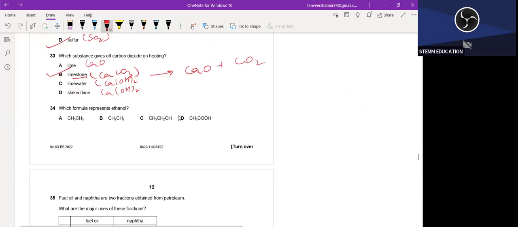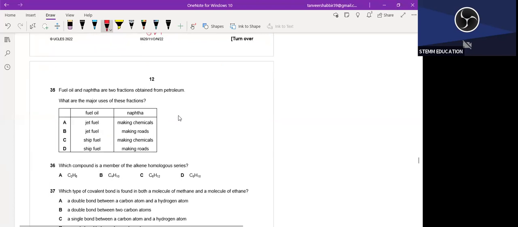33B. Which formula represents ethanol? Ethanol means the carbon should be 2 and one OH should be present. So there should be 2 carbons. So 2 carbons, but no OH. 2 carbons, okay, OH. And here 2 carbons, but 2 OH is present here. So, it is known as carboxylic acid group. And your right answer for 34 is C.